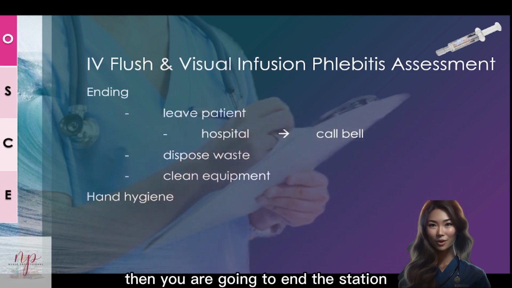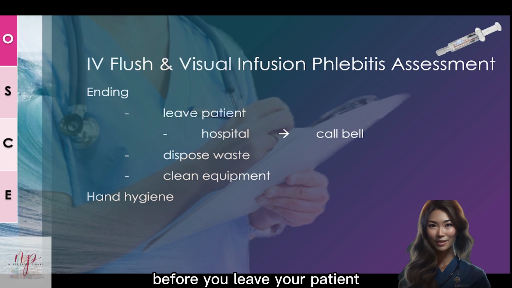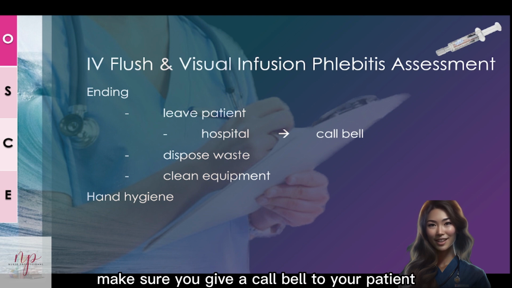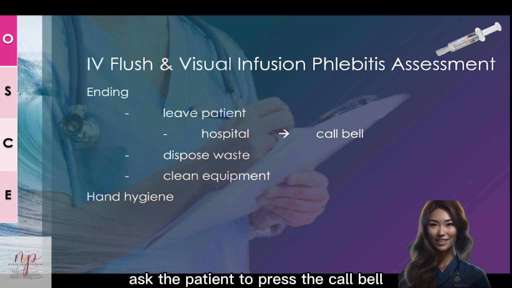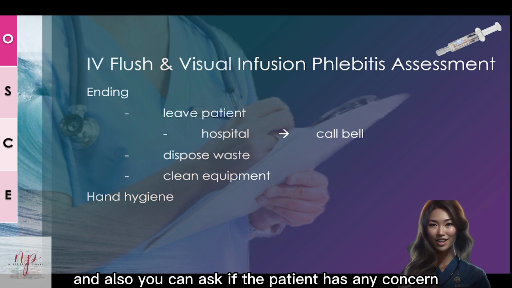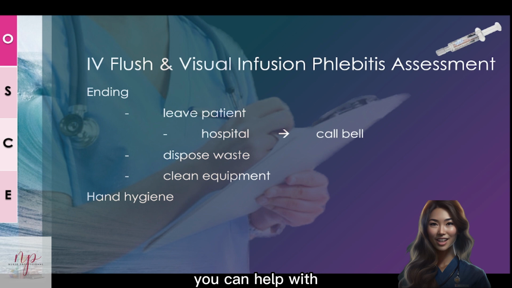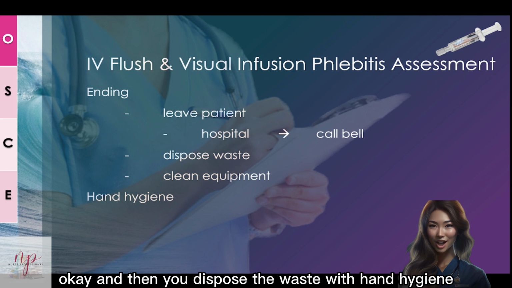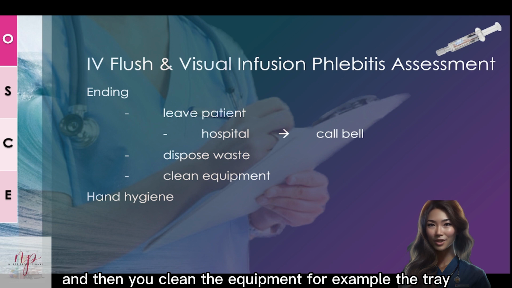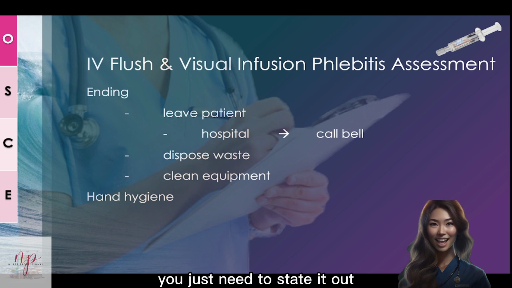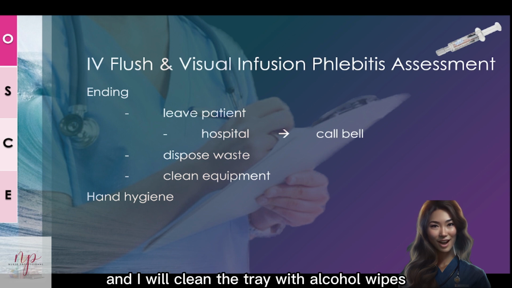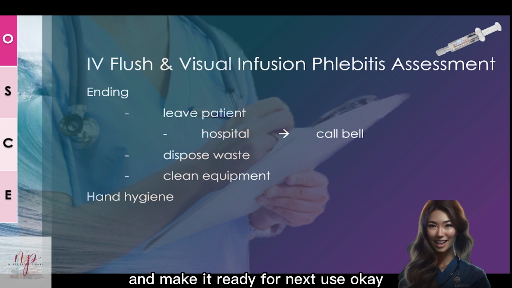So then you're going to end the station. Before you leave your patients, make sure you give a call bell to your patients and ask the patient to press the call bell if they need any help. And also you can ask if the patient has any concern, anything that you can help with, okay? And then you dispose the waste with hand hygiene, and then you clean the equipment. For example, the tray, you just need to state it out. You just need to verbalize it. And I will clean the tray with alcohol wipes and make it ready for next use, okay?